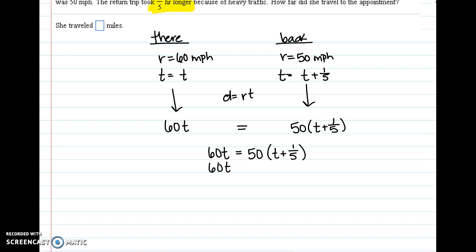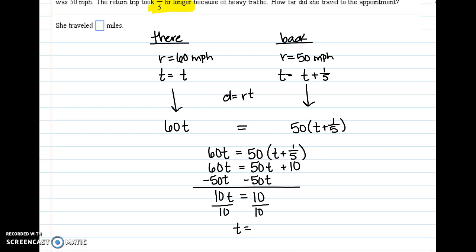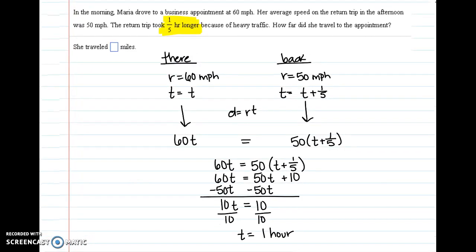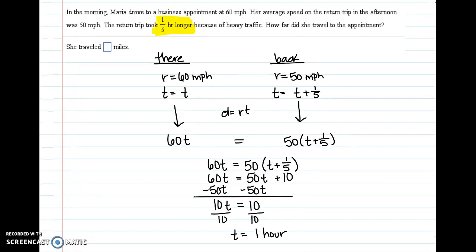If I distribute the 50 and get rid of the parentheses, this gives me an equation with only t, so I can solve. Get my like terms together, subtract 50t from both sides, divide both sides by 10 to get t by itself. And t is 1 hour. Good for us. Did we answer the question that they asked us? Oh, sadly no. They asked us how far did she travel to the appointment.